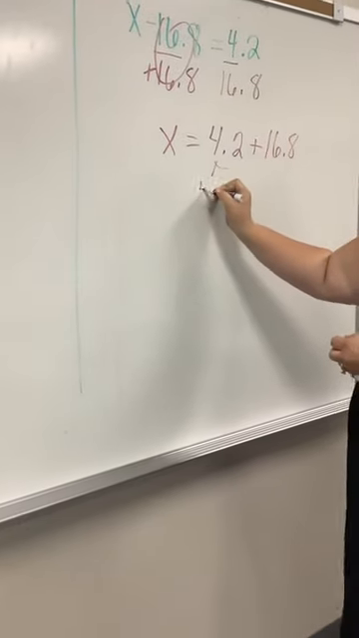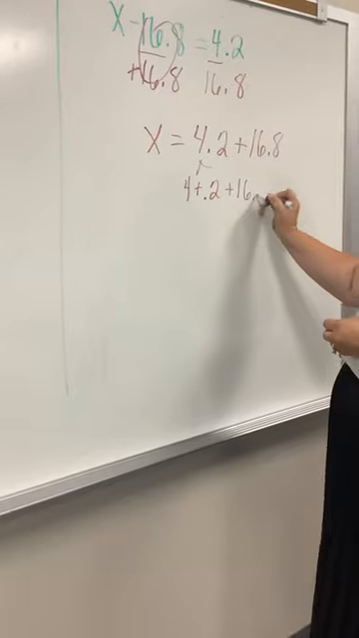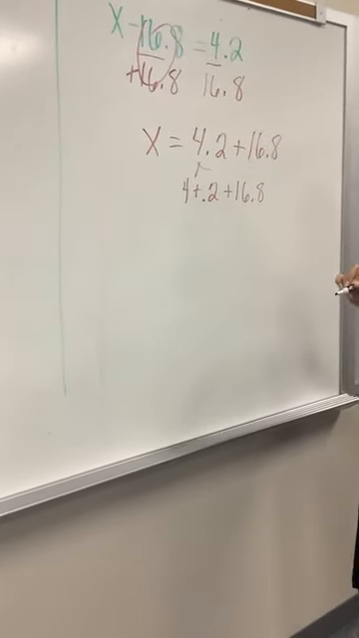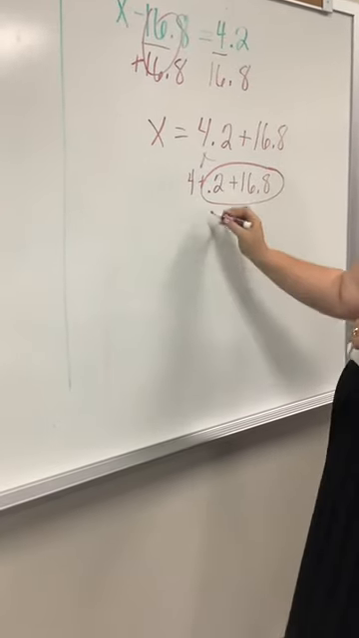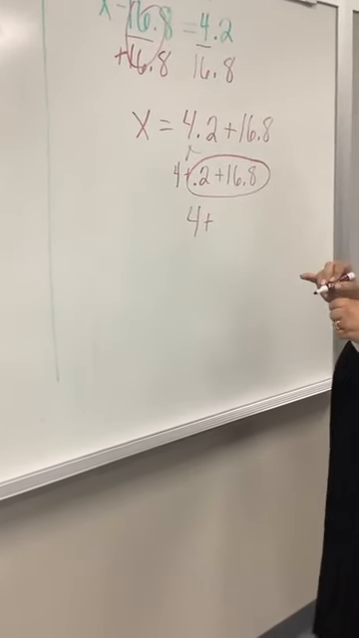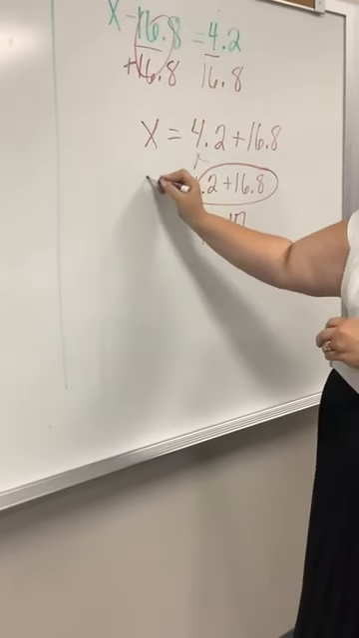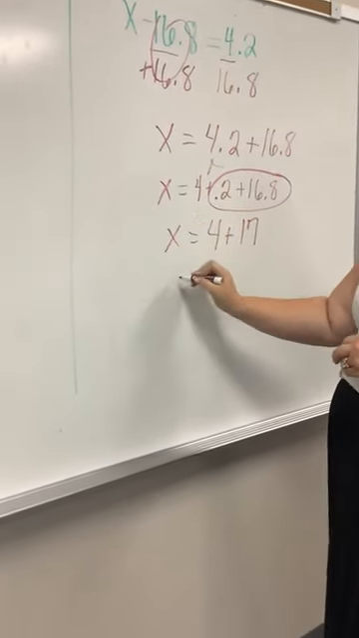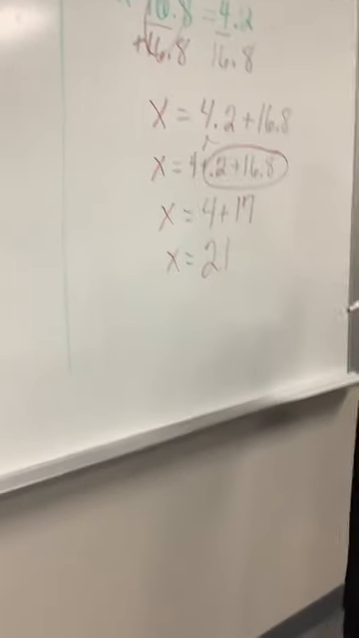I can decompose here, my 4 plus 2/10 plus my 16 and 8/10, and then recompose. I'm going to recompose these together, which means my new expression is 4 plus 17. So again, this is equal to x, this is equal to x, and then very quickly I can get to x has a value of 21.